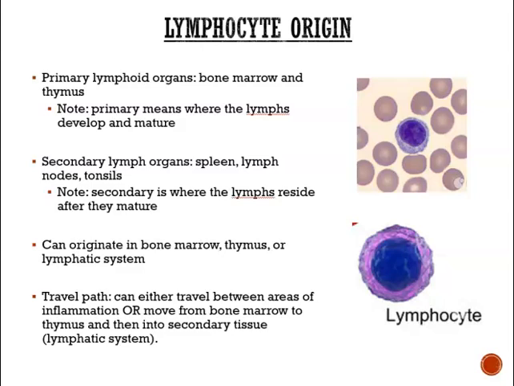The path our lymphocytes can travel, they can either travel between areas of inflammation, or they can move from the bone marrow to the thymus or into our secondary tissues of the lymphatic system. If you look over here, here's a perfect example of what our lymphocyte looks like. Remember, we used our lymphocyte as our guide or our gauge to determine the size of our red blood cells when we're trying to determine whether our red blood cells are too big or too small. And we were looking at the nucleus of our lymphocyte. So that's the only real contact we've had with the lymphocyte so far, just using it as a gauge.